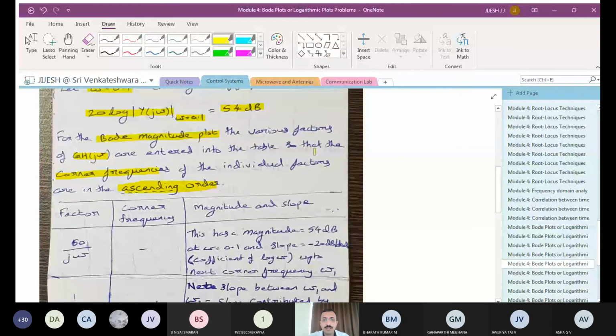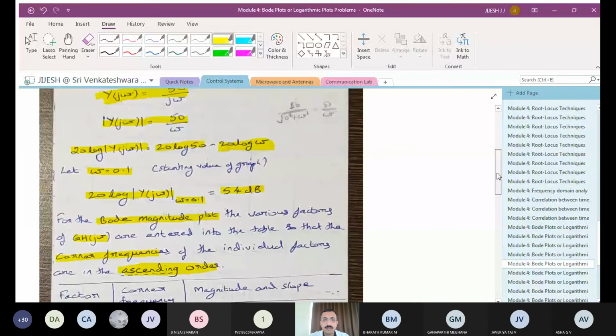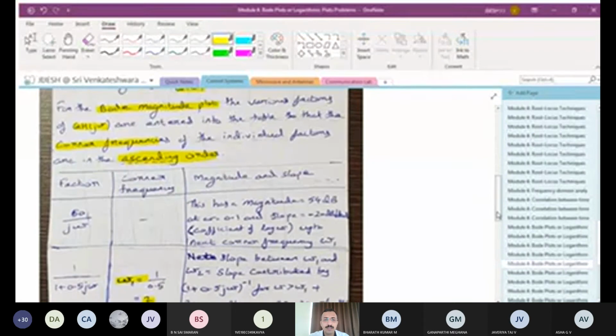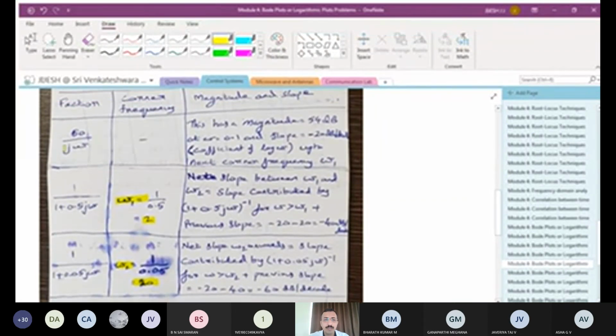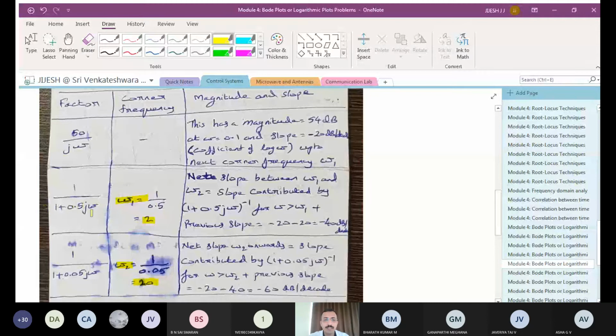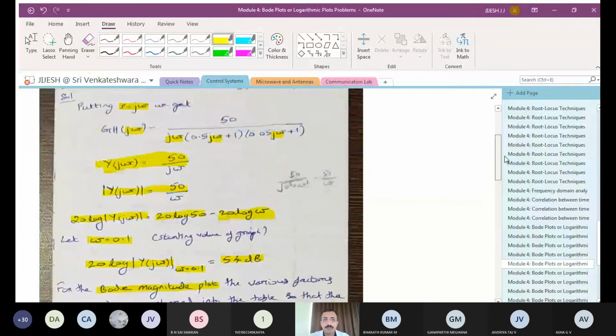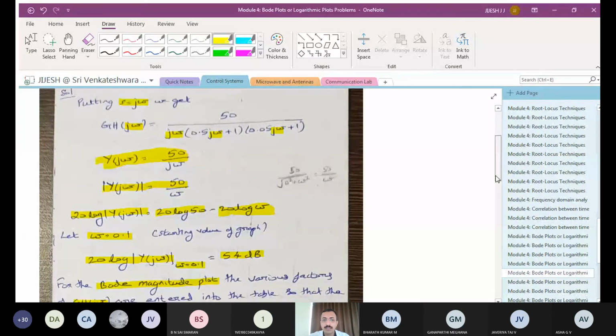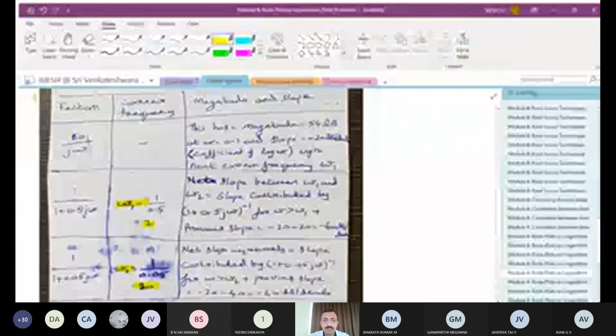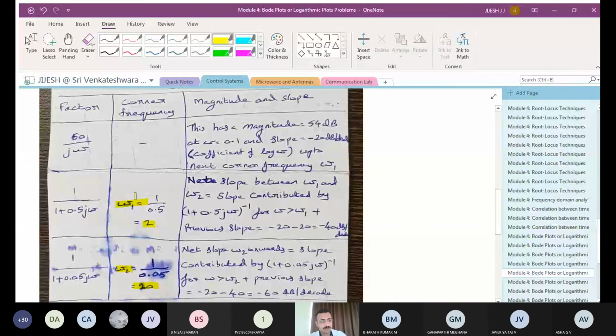So you get the first point. So let me just take that here. Here in this problem, what are the things available? You have 50 by j omega, 1 divided by 1 plus 0.5 j omega, and 1 divided by 1 plus 0.05 j omega. You can see here, this I have taken from the problem. You have 50 by j omega, 1 divided by 1 plus 0.5 j omega, and 1 divided by 1 plus 0.05 j omega. So I am going to write it, but before writing this in this sequence, I should find out the corner frequency.